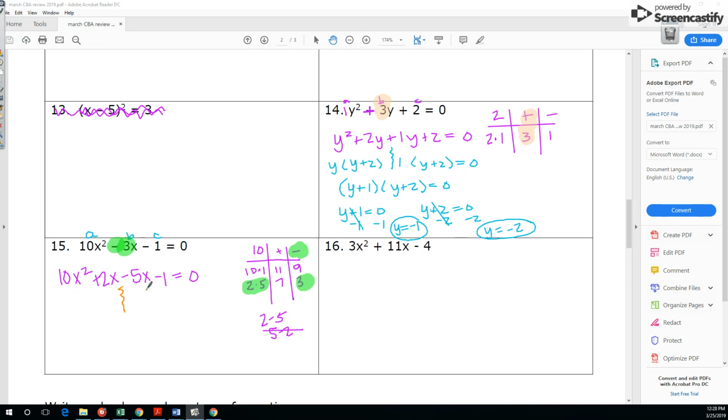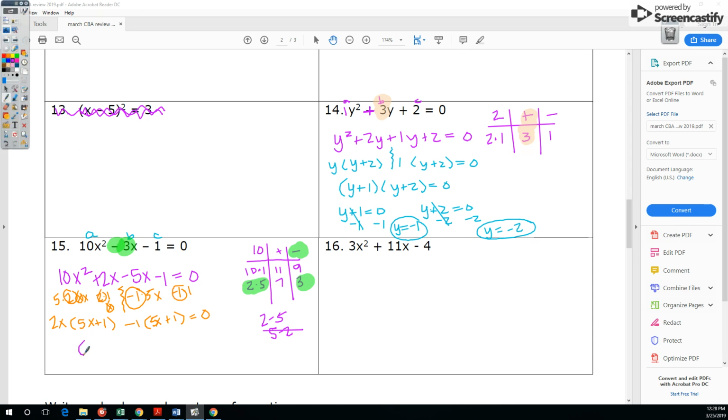Factor by grouping, looking at my two sides here. This is 5 times 2, x and x. This is 2 times 1 and an x. So I have a 2 and an x in common. And I'm left with 5x plus 1. Here I have negative 5x, which is negative 1 times 5x. And negative 1 is negative 1 times positive 1. So I have negative 1 in common. And again, left with 5x plus 1. So my two factors are 2x minus 1 and 5x plus 1.